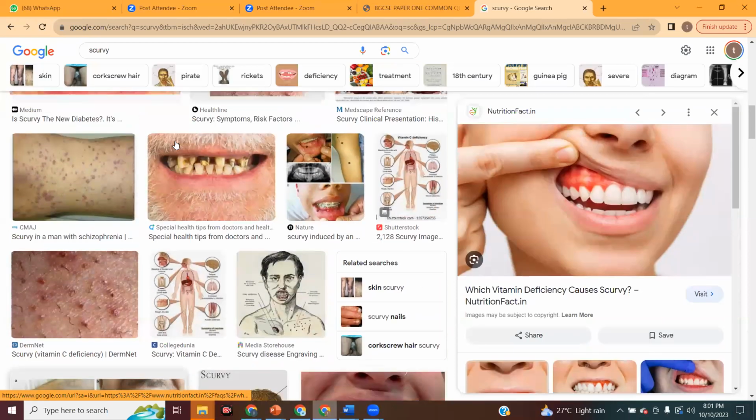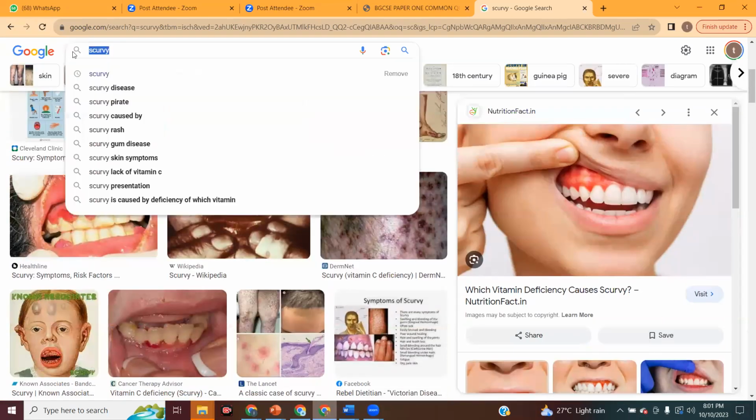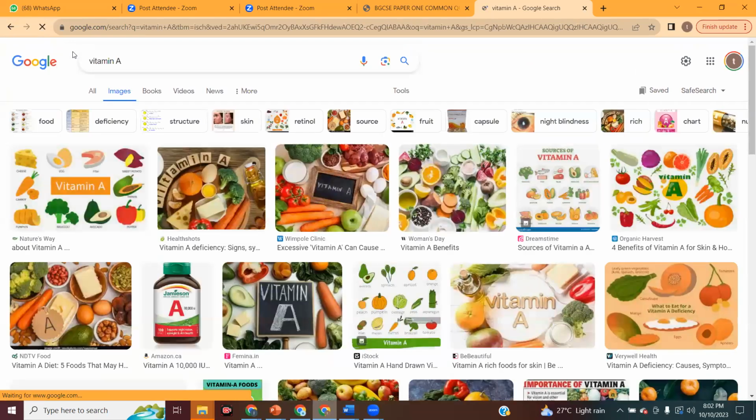Night blindness. What deficiency causes that? Vitamin A. And where can we get vitamin A from? Carrots, mangoes, sweet potato. What did I say? Carrots, sweet potato, and mango.